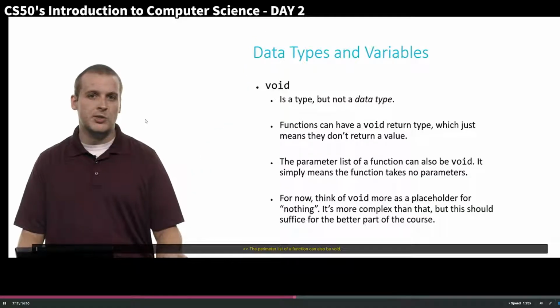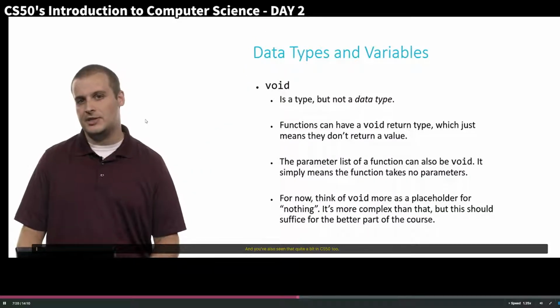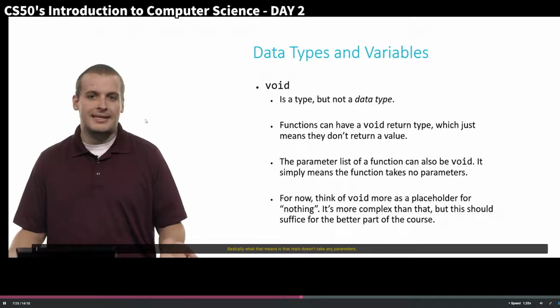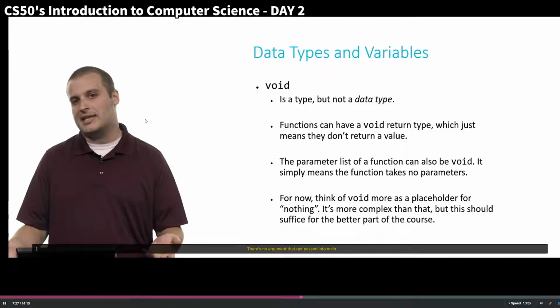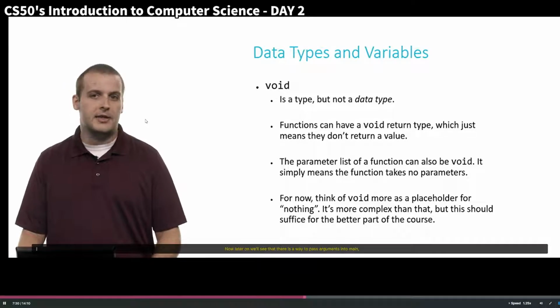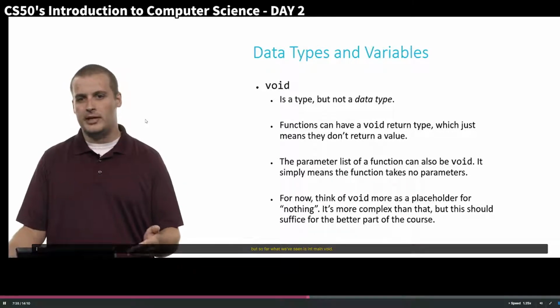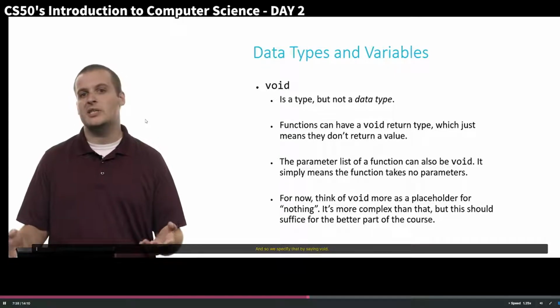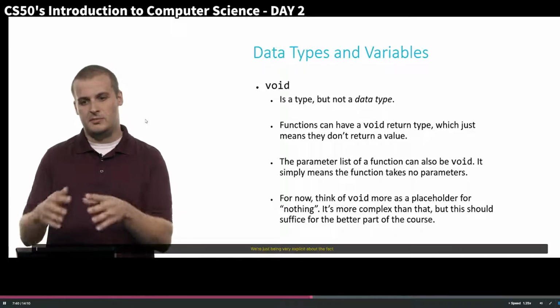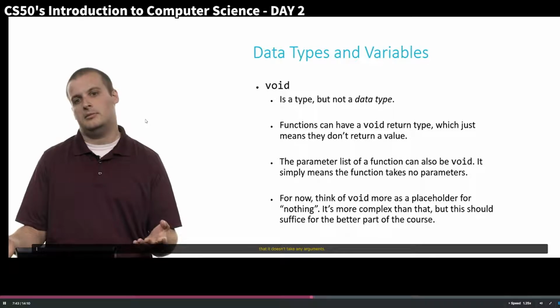It returns nothing. The parameter list of a function can also be void, and you've also seen that quite a bit in CS50 too. Int main void, does that ring a bell? Basically what that means is that main doesn't take any parameters. There's no arguments that get passed into main. Now later on we'll see that there is a way to pass arguments into main, but so far what we've seen is int main void. Main just doesn't take any arguments, and so we specify that by saying void. We're just being very explicit about the fact that it doesn't take any arguments.